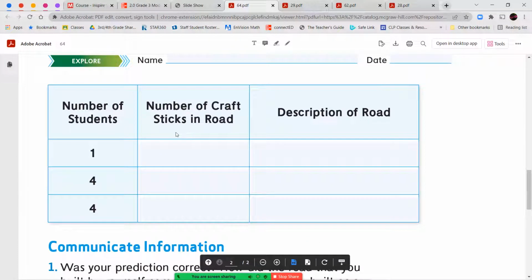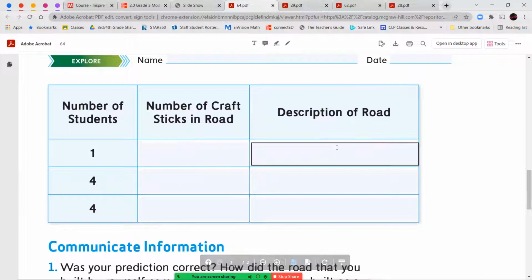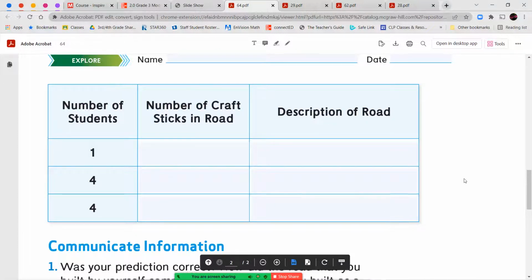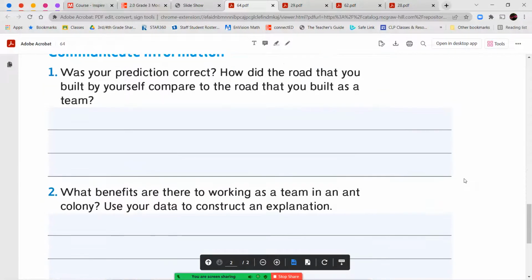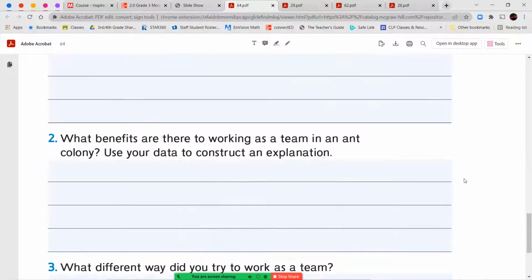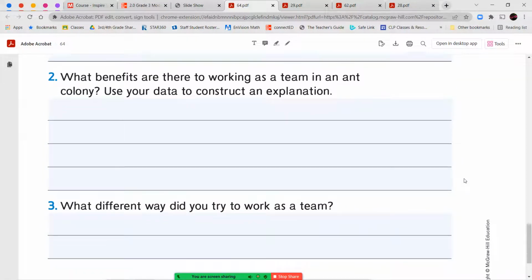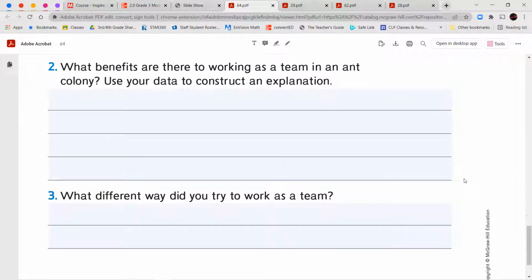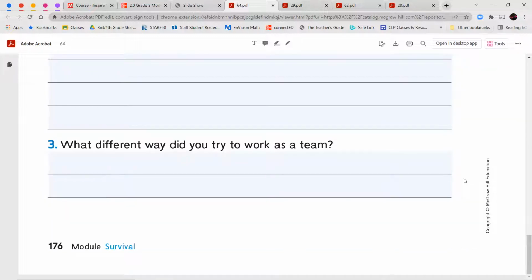So record the number of craft sticks in the road if it's you working by yourself, and describe your road. Then do the same if it's 4 people in the group, and you're going to do that twice. Was your prediction correct? How did the road that you built by yourself compare to the road that you built as a team? What benefits are there to working as a team in an ant colony? Use your data to construct an explanation. So use what you found out during the experiment to tell me why you think that, and what different way did you try to work as a team?